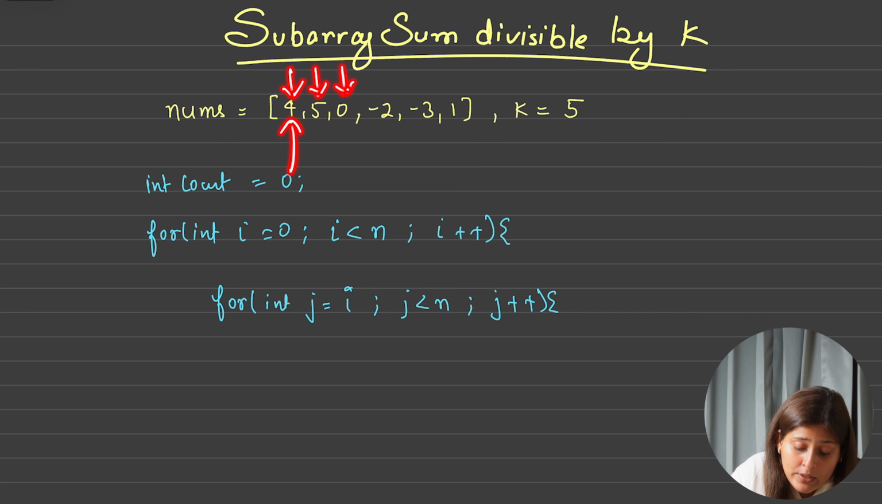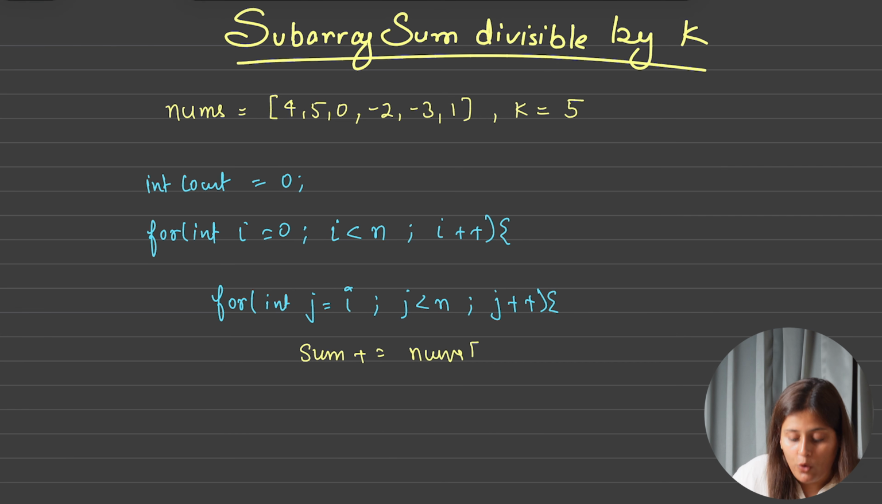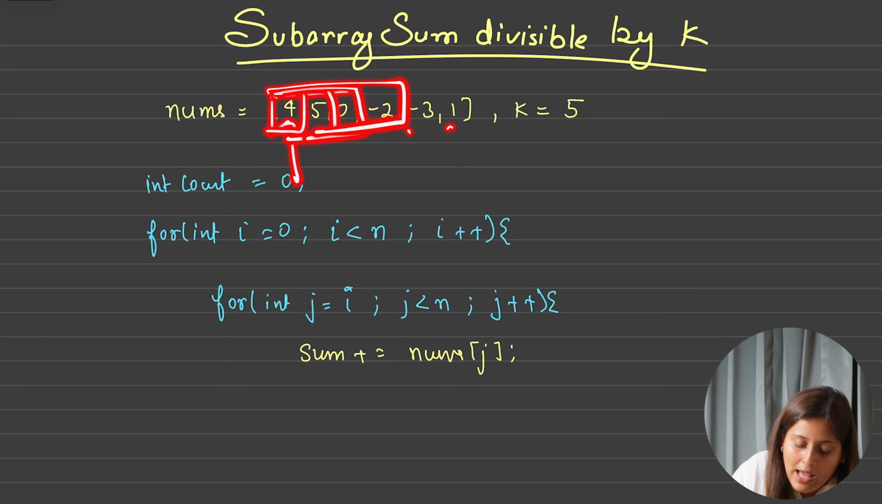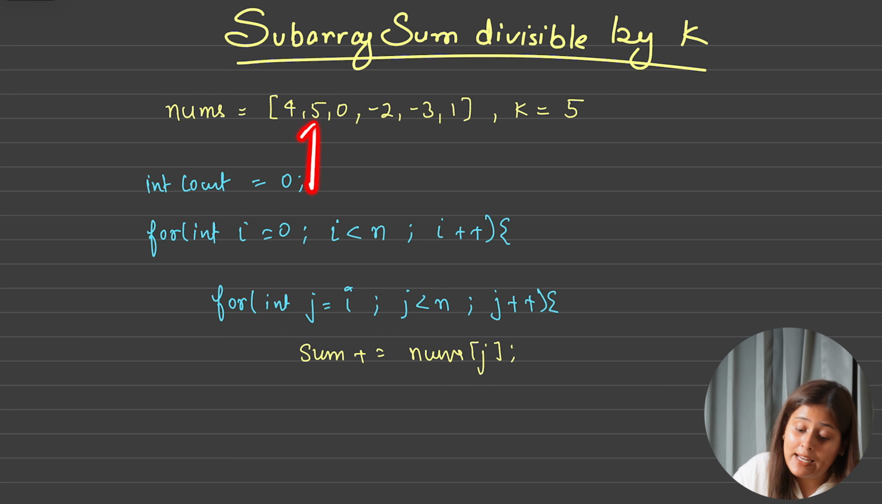Now what I want to do with this element which is pointed by j? Can I say I want a summation of all those? Yes, I want. So sum plus is equal to nums of j. Yes, I can say. Okay, but where do we have to define this sum? For every i index, there will be a new sum variable. Means if I am at 0, my summation will be 0, then 4 added, then 5 added, then 0 added, then minus 2, and so on. When I am starting with i is equal to 1, can I say I want a new subarray sum, which will initially be 0, then 5, then 0, then minus 2, and so on?